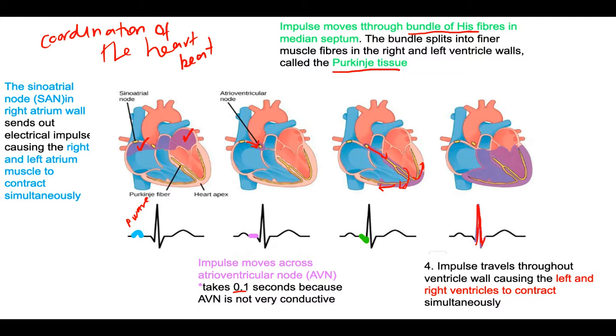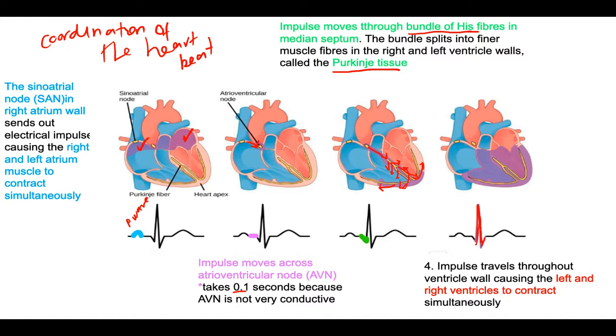Now, the electrical impulse travels down to a piece of tissue called the atrioventricular node. Now, it's made of a non-conducting material, so it actually slows down here. It takes about 0.1 seconds to get across this atrioventricular node, and that is because we need time for the blood to move into our ventricles. It then goes through tissues in our median septum, called the bundle of His, which are special muscle fibers, and then these branch out into other muscle fibers called the Purkinje tissue.